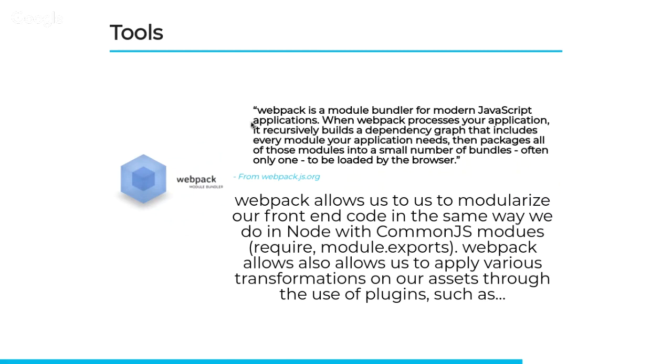Okay, so Webpack is a module bundler for modern JavaScript applications. When Webpack processes your application, it recursively builds a dependency graph that includes every module your application needs, then packages all of these modules into a small number of bundles, often only one, to be loaded into the browser. So does anybody know why it would be faster to load only one JavaScript file into the browser than many? You're not wasting processing time trying to load for the specific module?